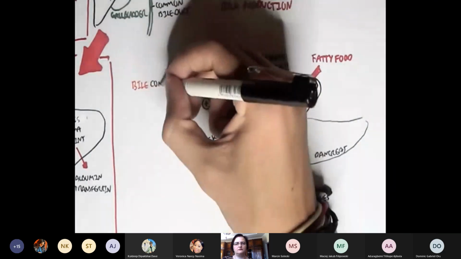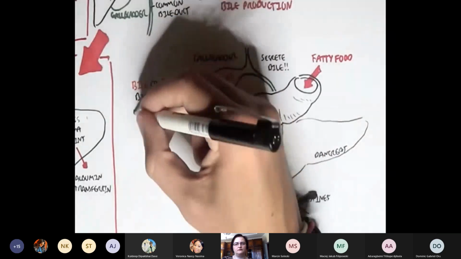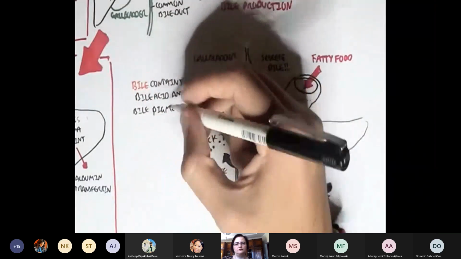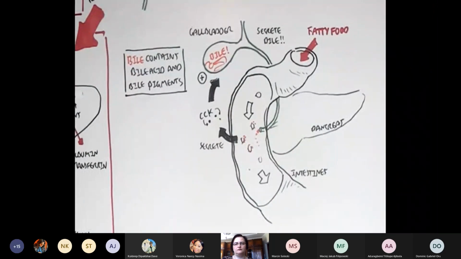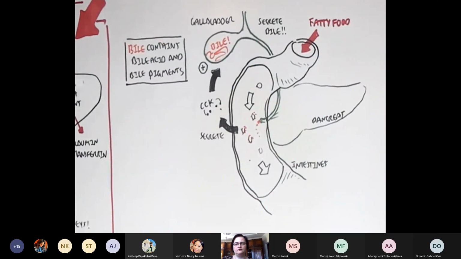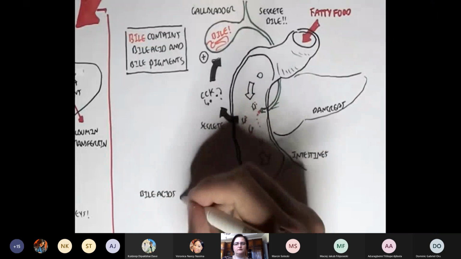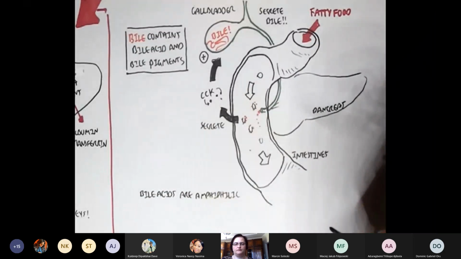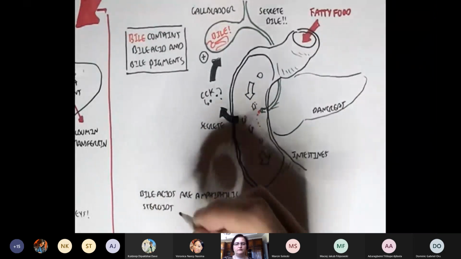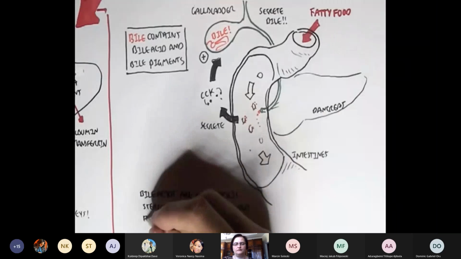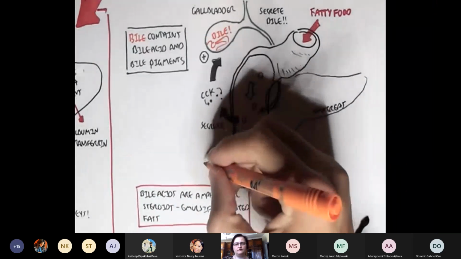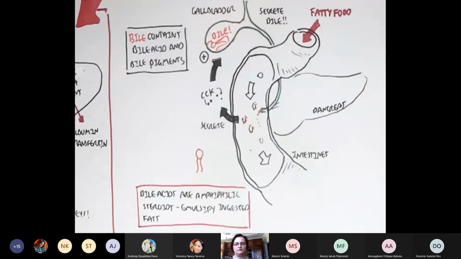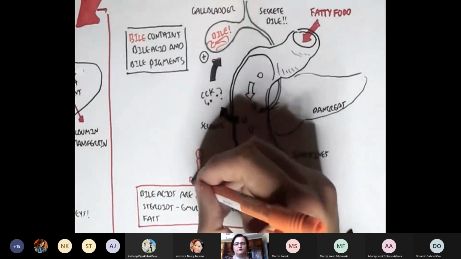Now, bile is made up of two main things. It's made up of bile acids or salts and also bile pigments. So bile acids and bile pigments. Let's firstly look at bile acids. Bile acids are amphiphilic steroids, and they emulsify ingested fats so that the fats can be easily digested and absorbed by the small intestines.